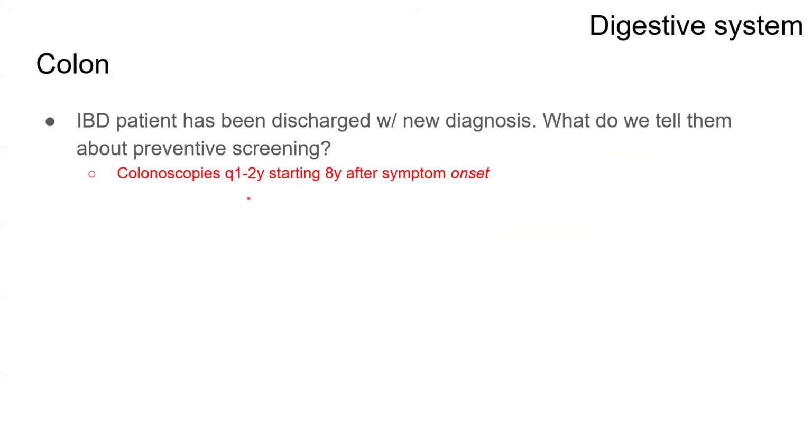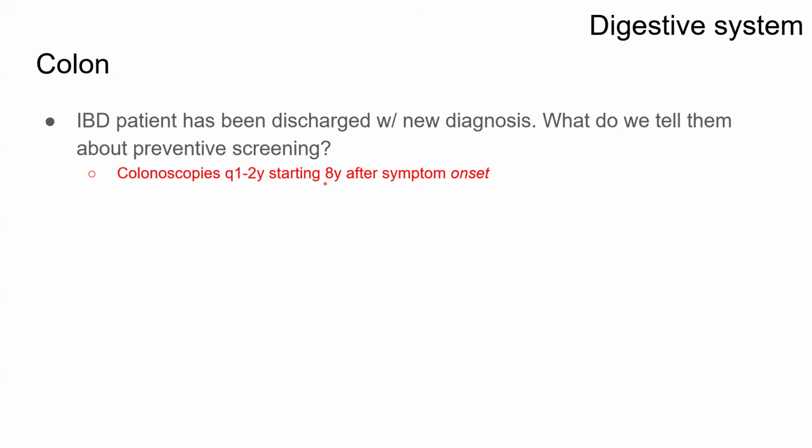So you want to talk to them about getting colonoscopies every 1 to 2 years, starting 8 years after their symptom onset, not after their diagnosis. So obviously you want to get the colonoscopies to screen for colorectal cancer, and the frequency is up, right? Because normally it's every 10 years if they have no risk factors, but since they have a risk factor, you get them more frequently. And then the age may start earlier, based on when their symptoms started.